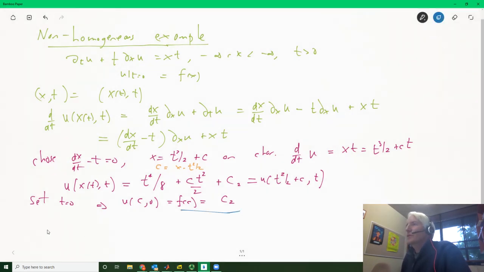So now we can write down the solution. So we get u of x comma t is equal to t to the 4th over 8 plus c times t squared over 2. So that's t squared over 2 times this constant, which is x minus t squared over 2, plus c2, which is f of c, and c is equal to x minus t squared over 2. And that is the solution.